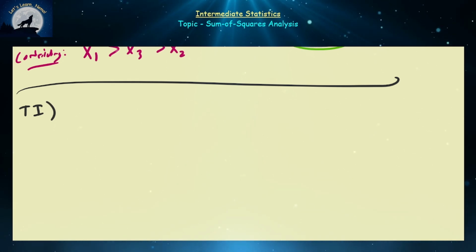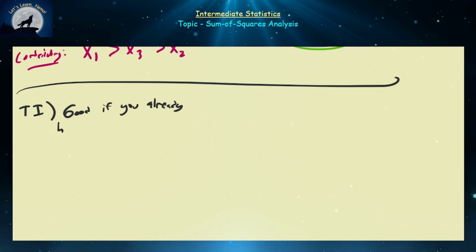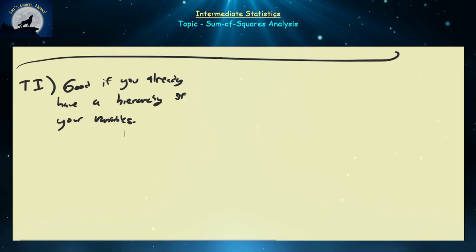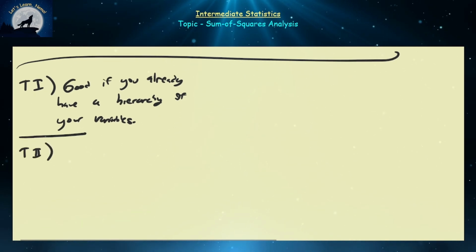So type 1. That's the sequential sum of squares, and obviously this is good if you already have a hierarchy of your variables. Like if you're dead set on including one variable before the other, or one's more important or relevant in terms of the study that you're doing, definitely sequential sum of squares does have a place for you in this particular story. So type 2, which is where we take our full model and just remove one after another.